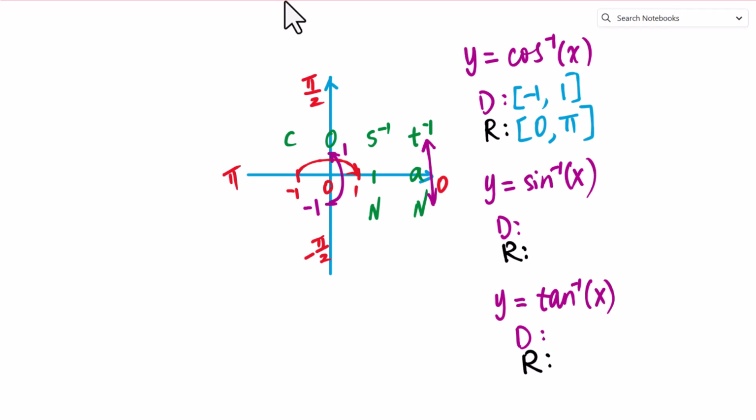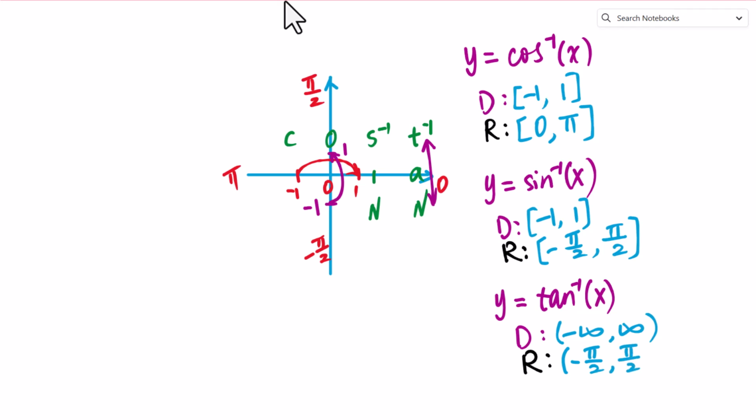For inverse sine function, domain is between -1 and 1. Range is between negative pi over 2 and pi over 2. For inverse tangent function, domain is all real numbers. Range is from negative pi over 2 to pi over 2.